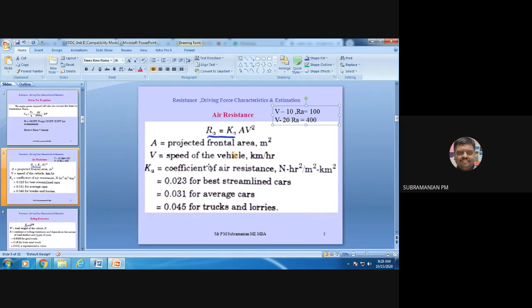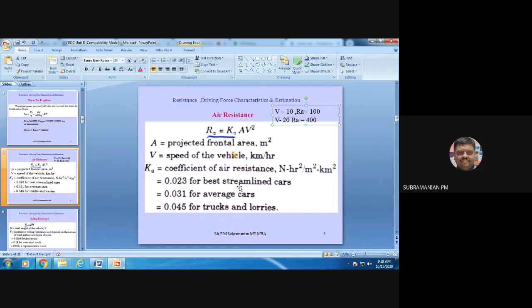Okay. Then there is a term called the coefficient of air resistance. This term depends upon the profile of the car. That is, if I'm going for a streamlined car, my A also will be reduced and this coefficient also will be reduced. You can see for the best streamlined car, this value is low, whereas for an average car, the value will be somewhat higher. And for trucks and lorries, we will not be bothering about air resistance much.